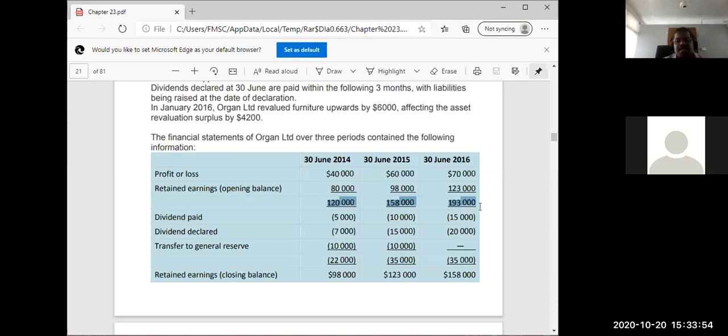You have to understand this. First year, 1 year later retained profit, the cumulative. Second year later cumulative retained earnings, third year. Then dividend is not an expense, but you deduct it from the equity statement. So dividend paid and dividend declared altogether have been given here, so that is deducted. And also transfer to general reserve.